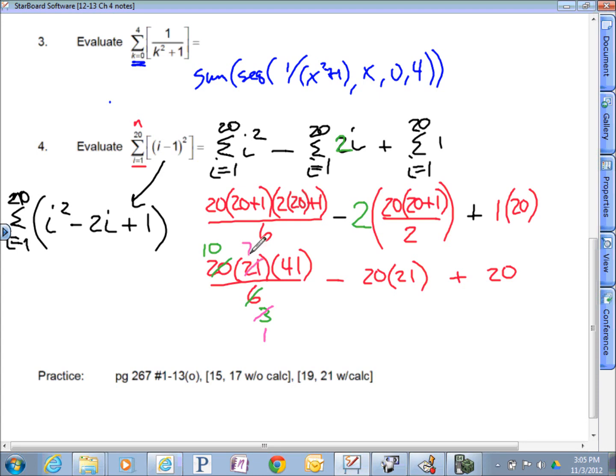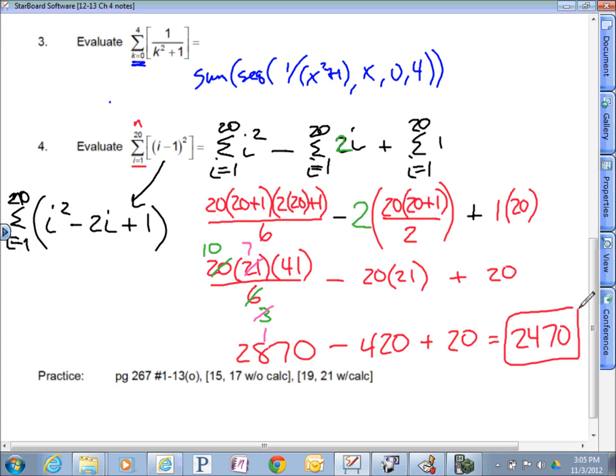How about 10 times 7 times 41? 7 times 41 would be 287 times 10. This would be 2,870 minus 20 times 21 is 420 plus 20. Negative 420 plus 20 would be negative 400. Add that to 2,870. Negative 400 plus 2,870 is 2,470. Wow. That's the sigma stuff we need. We are going to need this going forward. Spend a little time.